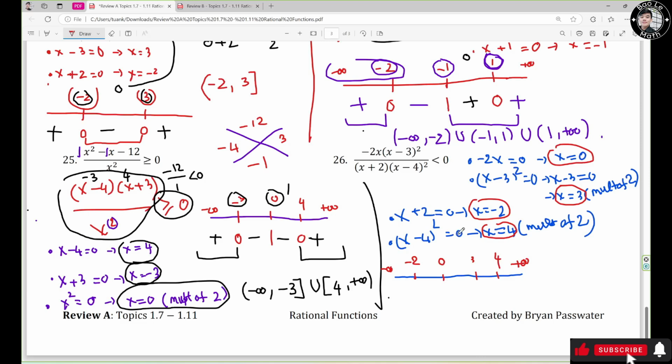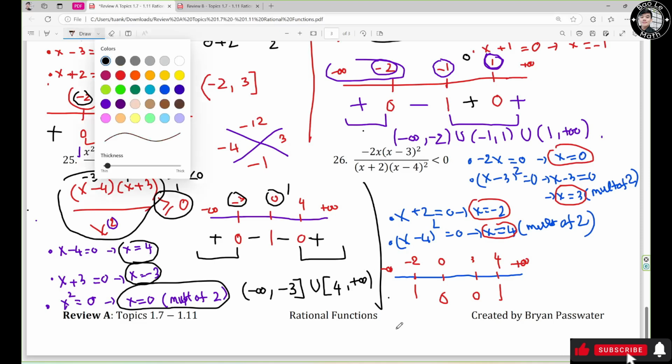Now, which one is the 0 of the numerator? It's going to be 0 right here, so I put 0 right here. S equals 3 is the 0 of the numerator, so it could be right here. This one right here, I put a line because it makes the whole thing undefined. Alright, now I'm going to pick a number within any interval and test for the sign of the inequality.